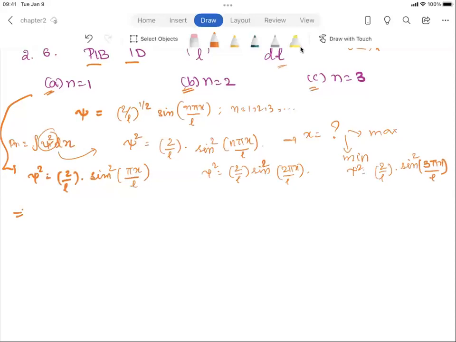So if you want to have a minimum value, that would be when the probability is 0. That's the minimum value. The minimum value is determined by the sine function because 2 and L are basically constants. So the minimum value of psi squared is going to be the minimum value the sine squared function can take. And the maximum value of sine squared is going to be the maximum value the sine squared function can take. So this is something we need to remember.